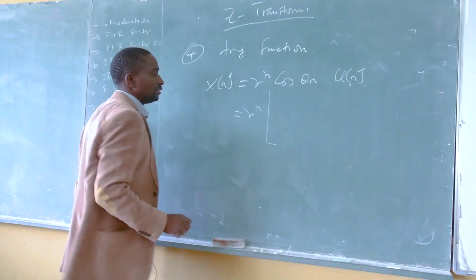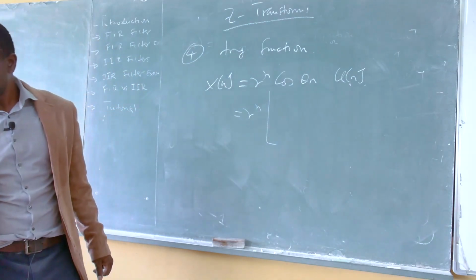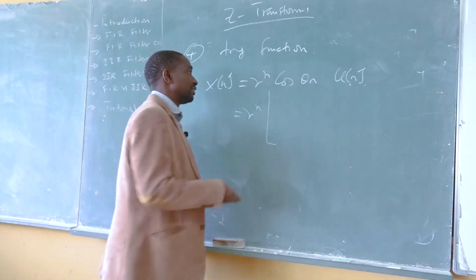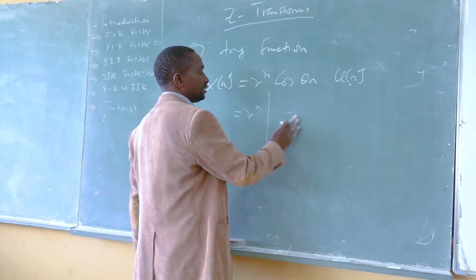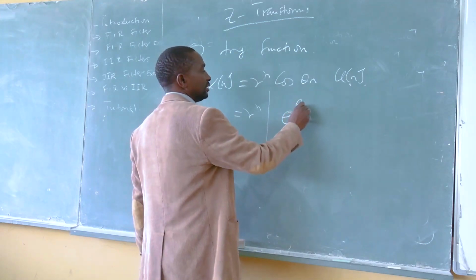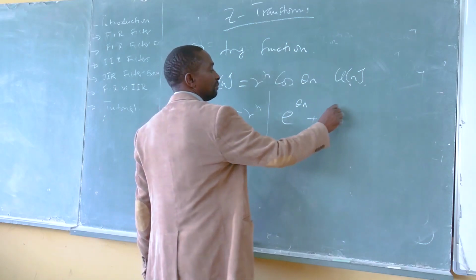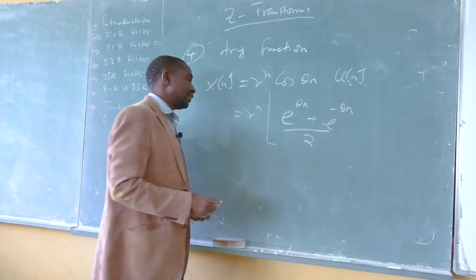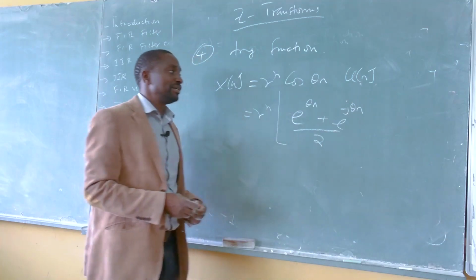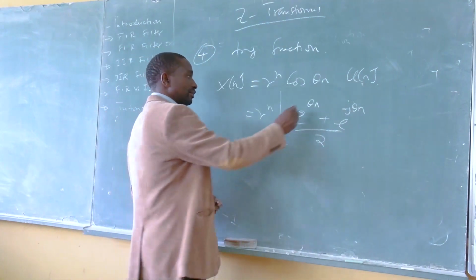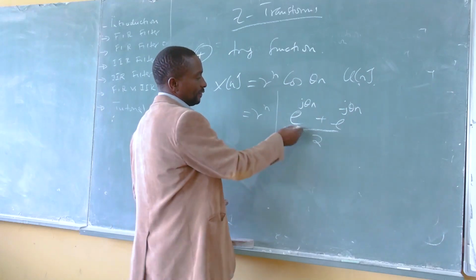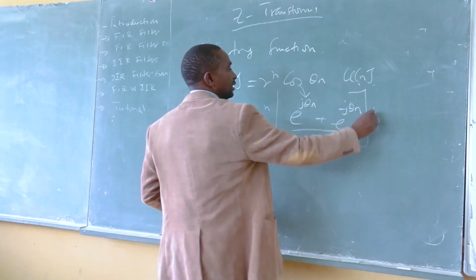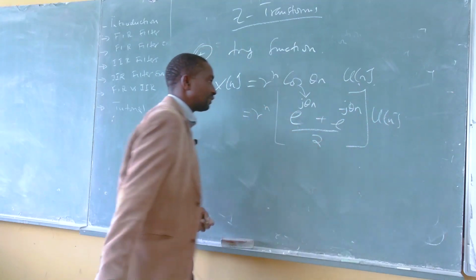You recall when we were learning about Euler's formulas, we did mention that the cosine function can be written as e to the power j theta n plus e to the power minus j theta n divided by 2, where again there must be a j component in the equation. So that's the cosine equivalent. Now this is again with reference to a unit step function.